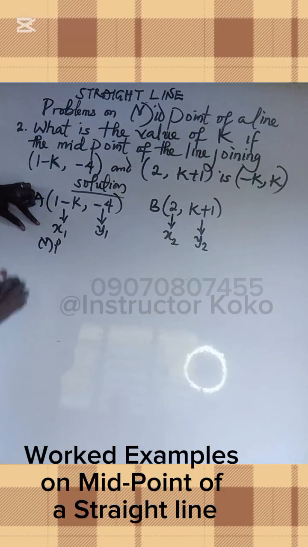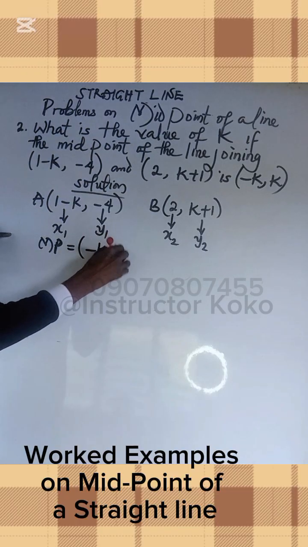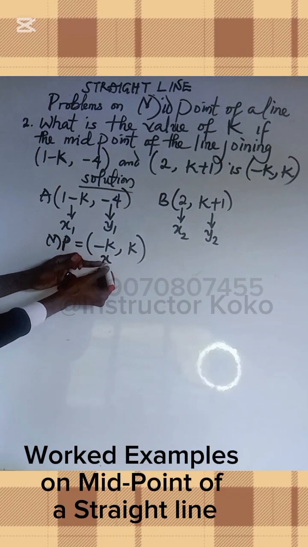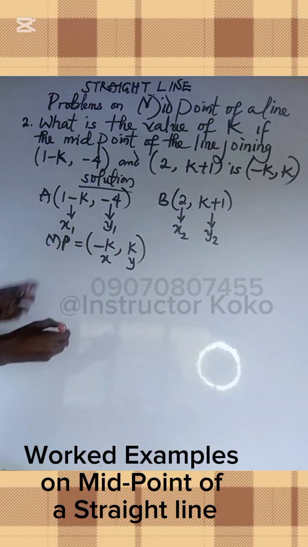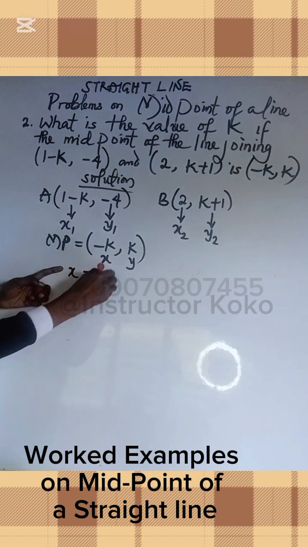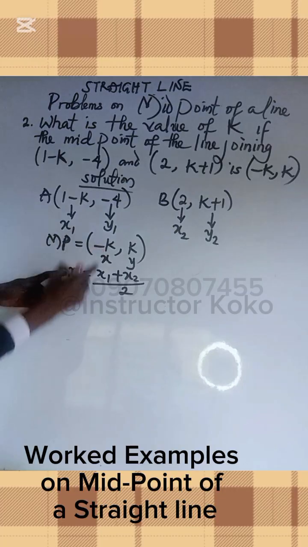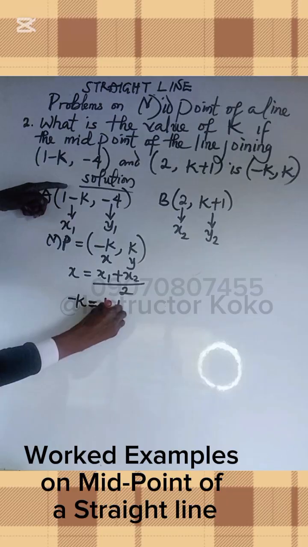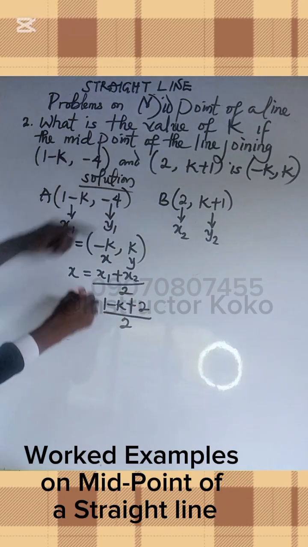I will use MP for the midpoint. So the midpoint is (-k, k). This represents the x coordinate of the midpoint, -k, and here we represent the y coordinate of the midpoint. So from our formula, in terms of x, it will be equal to (x1 plus x2) divided by 2. So what is the value for x here? -k is equal to x1, which is 1 minus k, plus x2, which is 2, divided by 2.